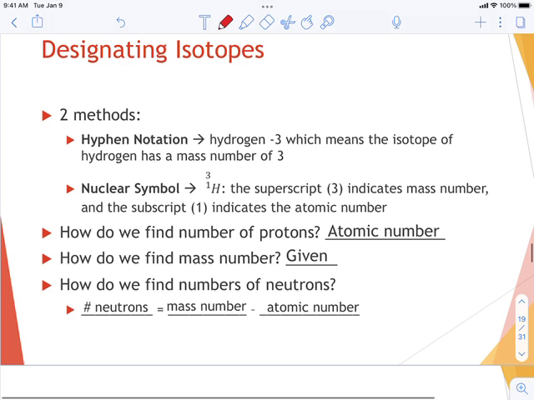Two methods. The first method is called hyphen notation. Hyphen notation shows the element name, a hyphen, or just a dash, and then the mass number. So the number after the dash is the mass number. So here in hydrogen-3, I see the element I'm working with is hydrogen, and I see the mass number is 3. The other way is called the nuclear symbol.